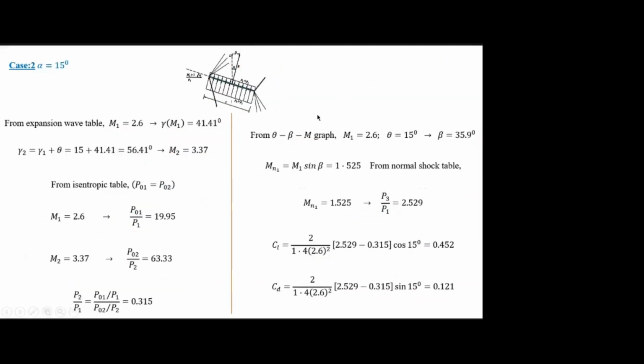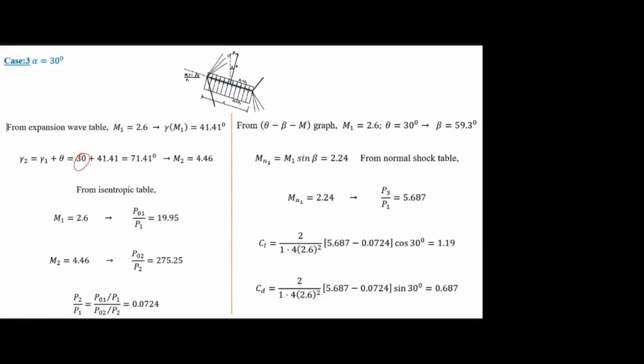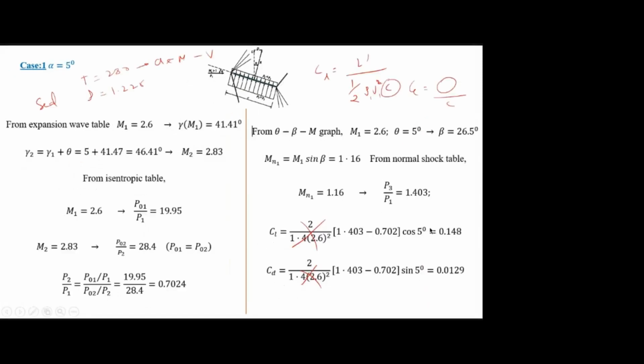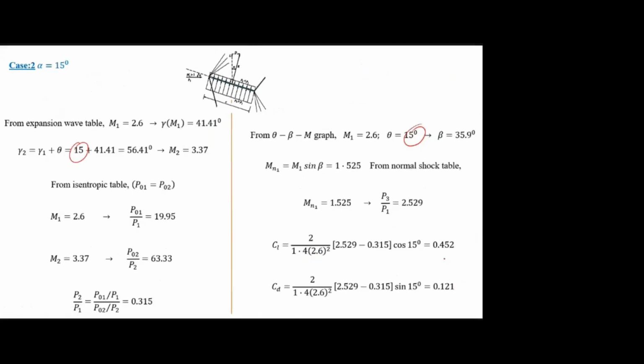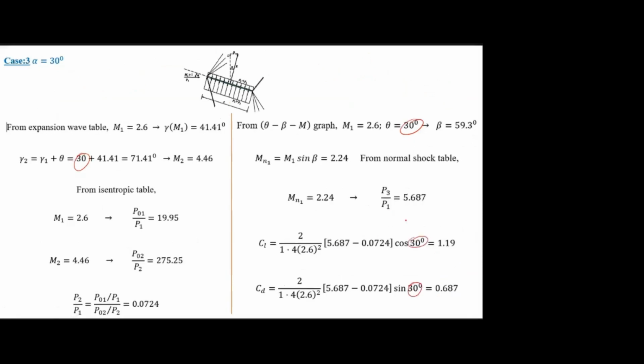And this is for 15 degree, same procedure. Only theta is varied in both the cases. Then for 30 degree, same procedure. Instead of 5 degree, I used 30 degree everywhere. Same Mach number. You can see how CL and CD vary. For 5 degree, CL is 0.1, CD is 0.01. For 15 degree, 0.45 and 0.12. For 30, 1.19 and 0.6. Like that, CL and CD are increasing.